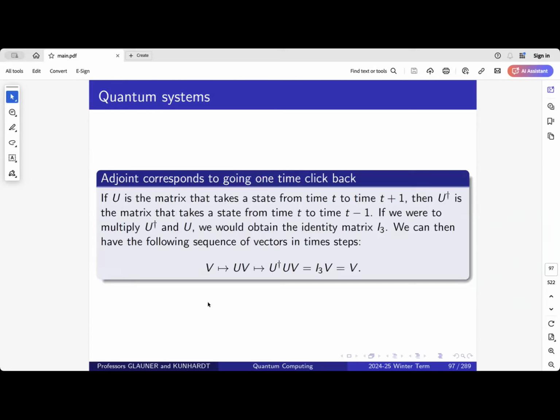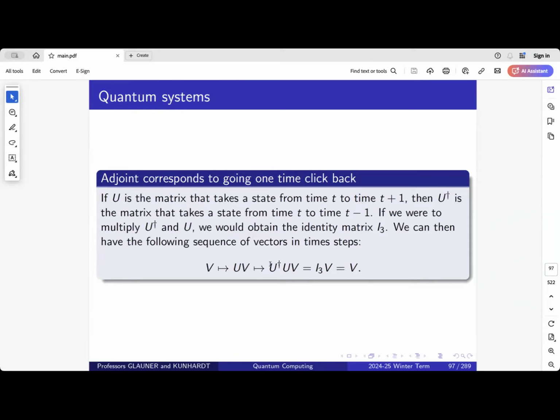Just remember, a unitary matrix means we have a matrix U, and its adjoint times itself is the identity matrix, or the matrix U times U dagger is also the identity matrix. And that allows us to undo the operations in U by multiplying with the U dagger.